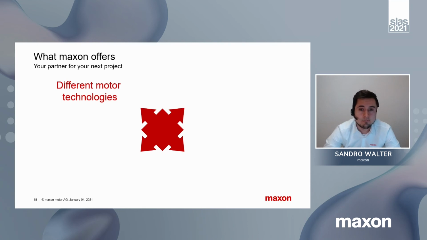And on the other side, Maxon has also gained experience with direct motors, for example, linear motors or rotary direct drives in many customer-specific projects. Maxon actually has planned to launch a rotary direct drive, so-called Dynatorque, soon.